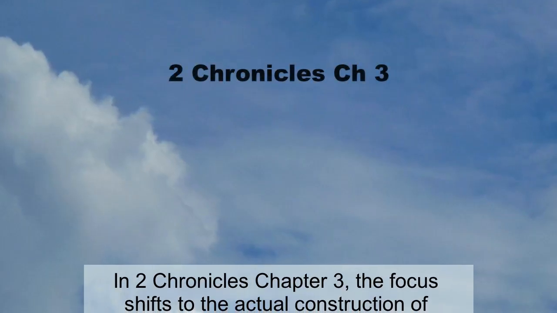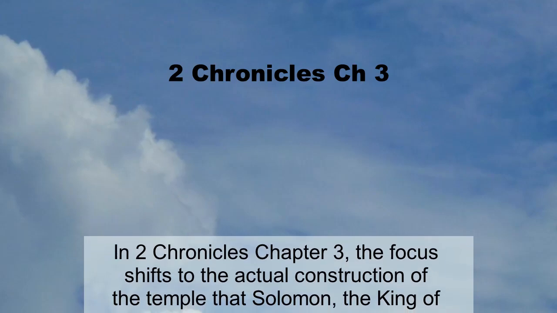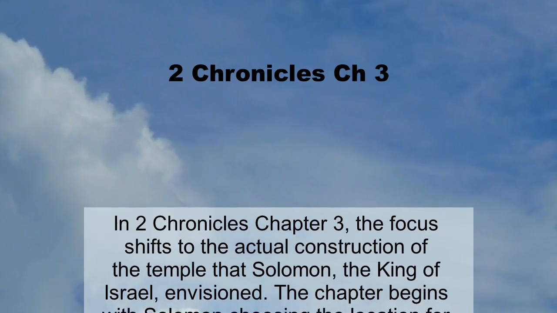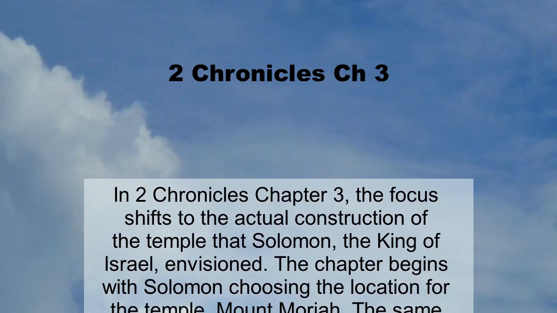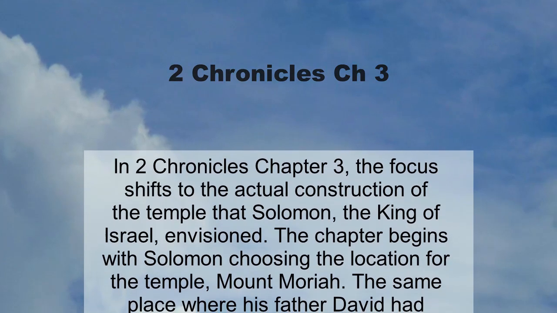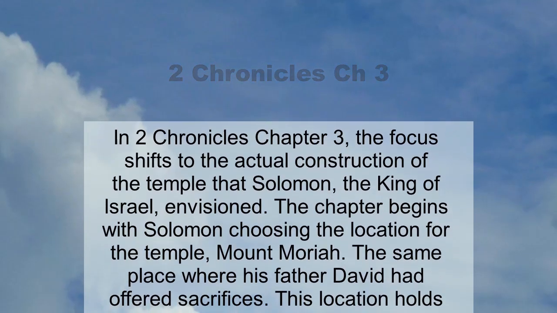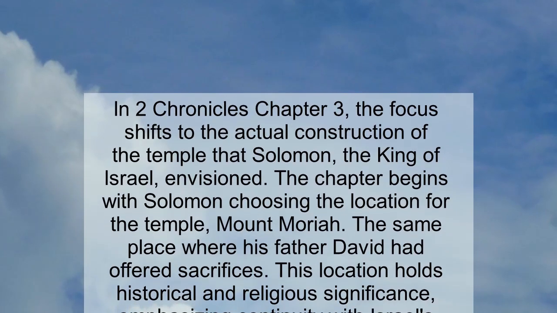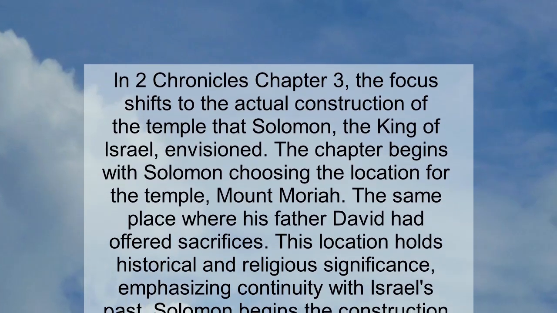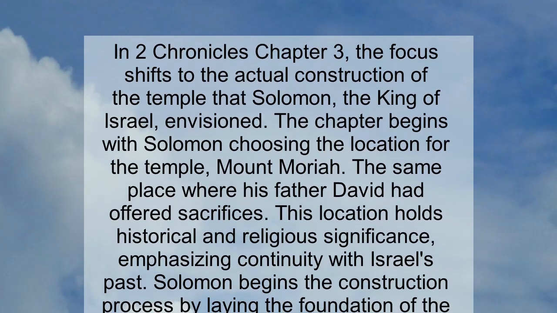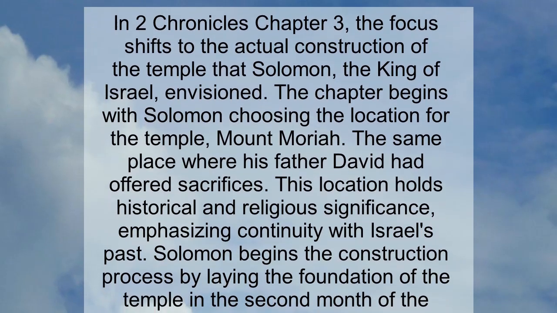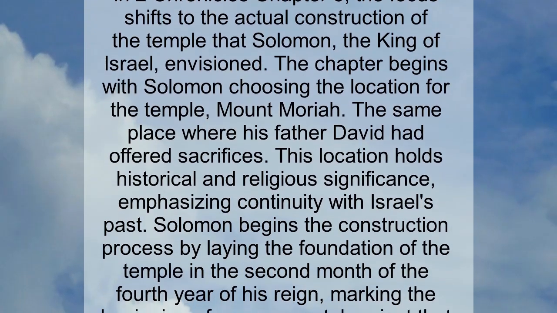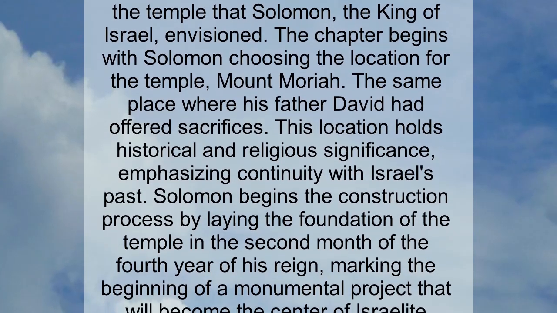In 2 Chronicles chapter 3, the focus shifts to the actual construction of the temple that Solomon, the king of Israel, envisioned. The chapter begins with Solomon choosing the location for the temple, Mount Moriah, the same place where his father David had offered sacrifices. This location holds historical and religious significance, emphasizing continuity with Israel's past.